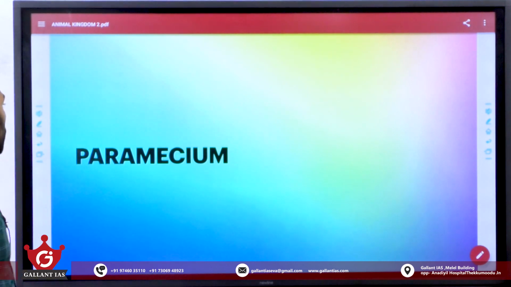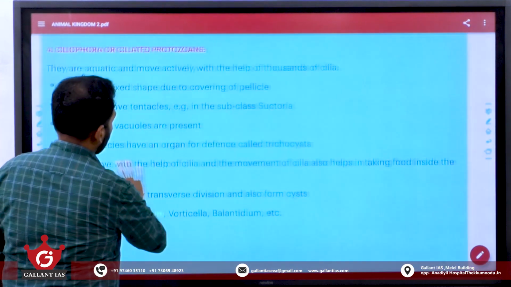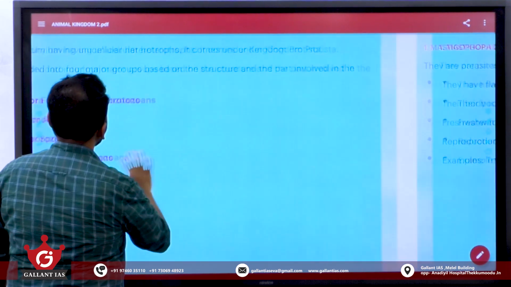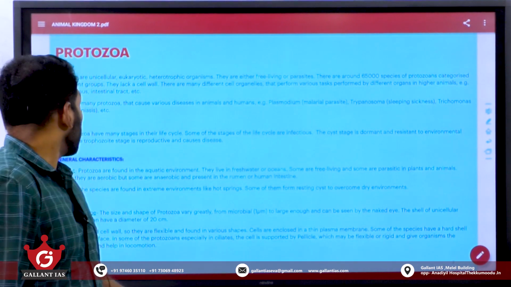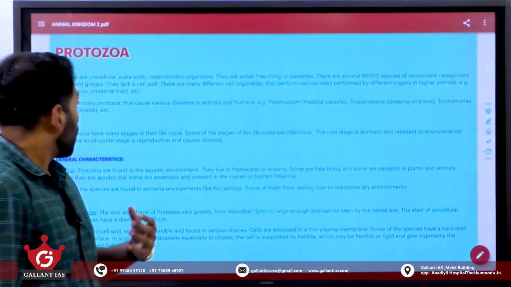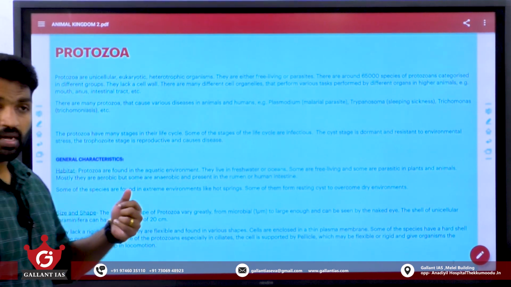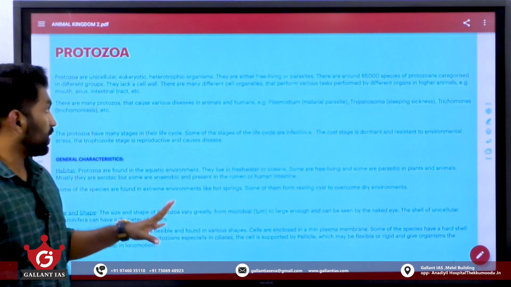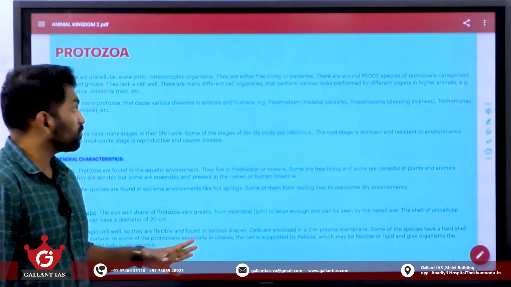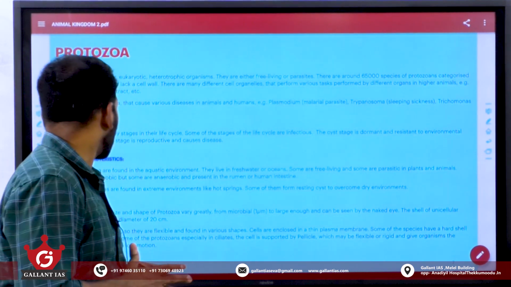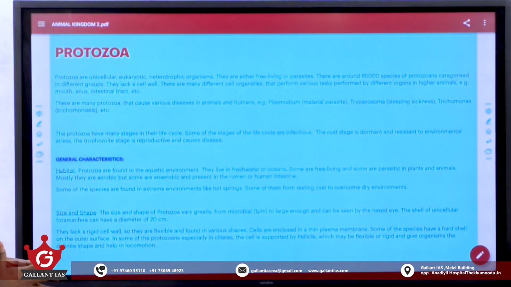So we'll start with the basics, that is phylum Protozoa. Let's have a look at it. Protozoa are unicellular, eukaryotic, heterotrophic organisms. They are either free living or they can be parasites. There are around 65,000 species of protozoans that have been recorded and categorized in different groups.